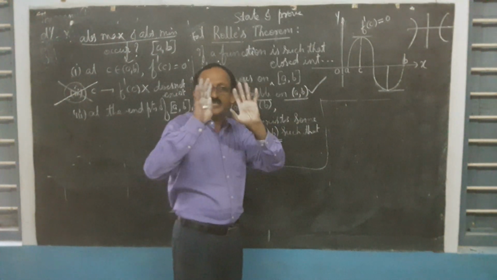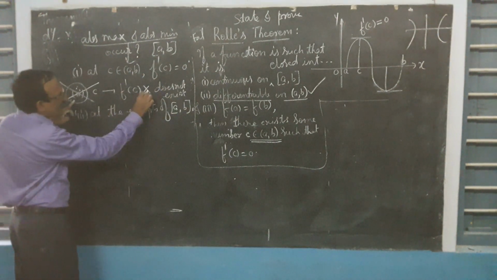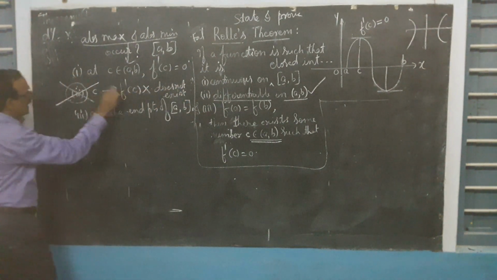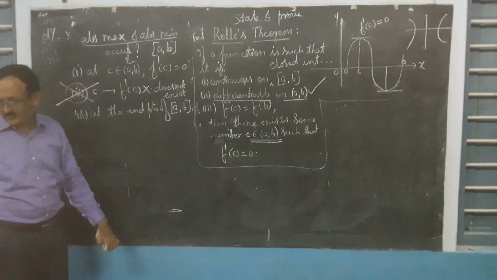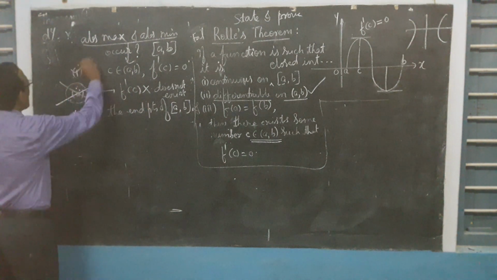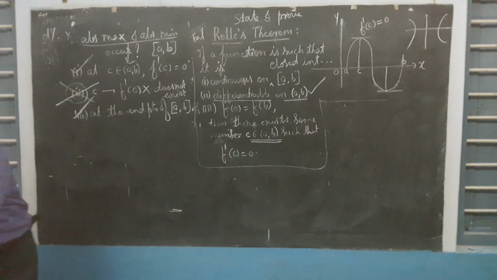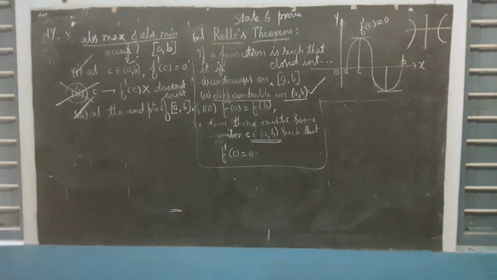Is it clear? The function is given to be differentiable on the open interval AB. Therefore, the case where the derivative does not exist doesn't arise. Okay, fine. In the first case, the derivative exists, and we find the point at which the derivative value is 0. Possibilities 1 and 3 you have to work out and study.